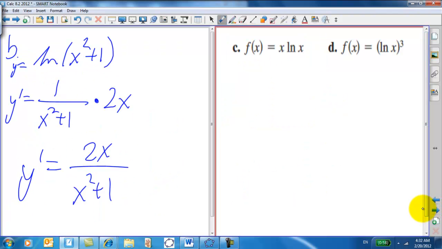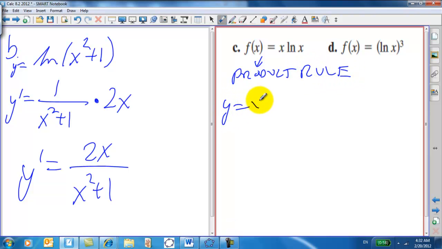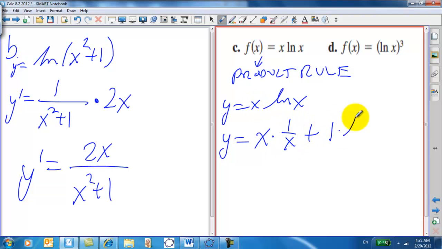Here's a few more. Part C: x times the natural log of x. Well, that sounds like product rule to me. So y equals x natural log of x. Let's leave the x alone and multiply by the derivative of the natural log of x, which is 1 over x. Now I'm going to take the derivative of x, which is 1, and leave the natural log of x alone. So we get y prime equals 1 plus the natural log of x.